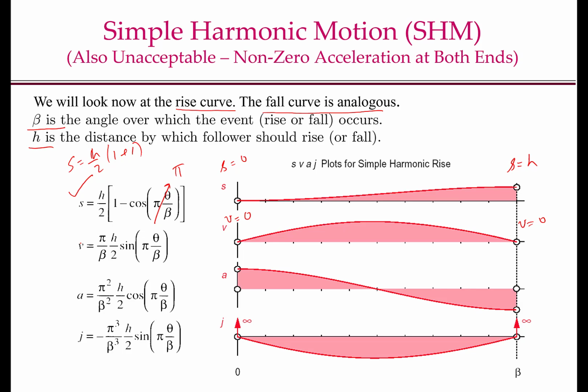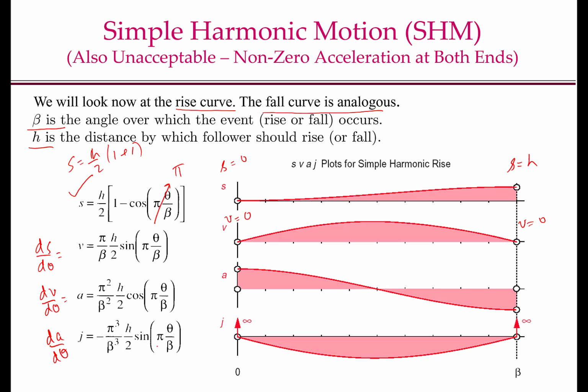From the displacement curve, we can get the velocity curve by doing ds d theta. From the velocity, we can get the acceleration by doing dv d theta. And from the acceleration, we can get the jerk by doing dA d theta. I'm not taking the derivatives here because these are simple derivatives that I believe you can take.